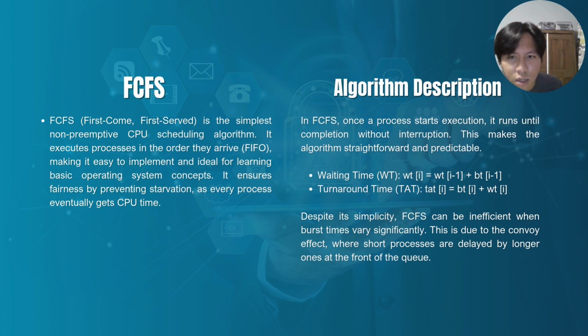It also ensures fairness by preventing starvation, as every process eventually gets CPU time. In FCFS, which is the first come first serve algorithm, once a process starts execution, it runs until completion without interruption. It makes the algorithm straightforward and predictable. And despite the simplicity, FCFS can be inefficient when burst times vary significantly, which can be shown in the next few slides as we present.